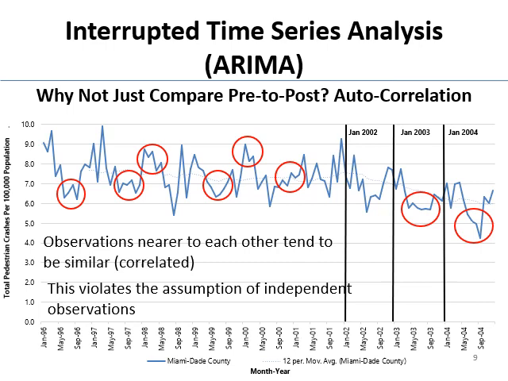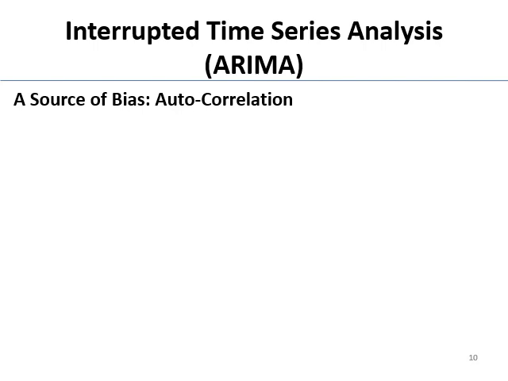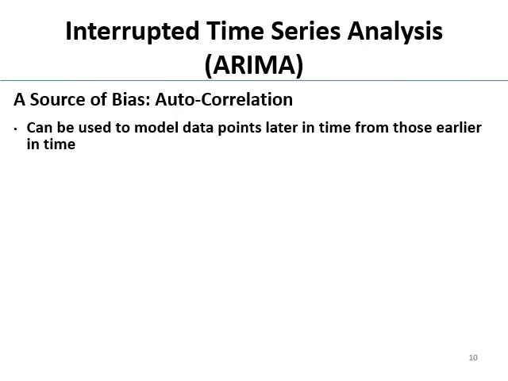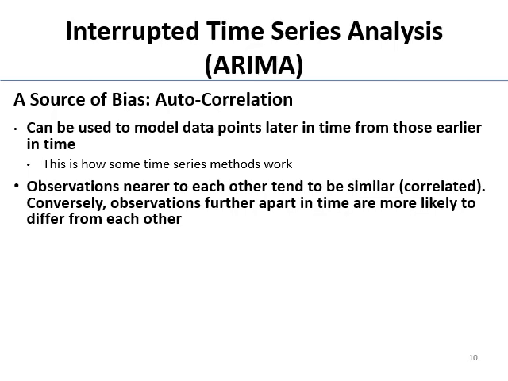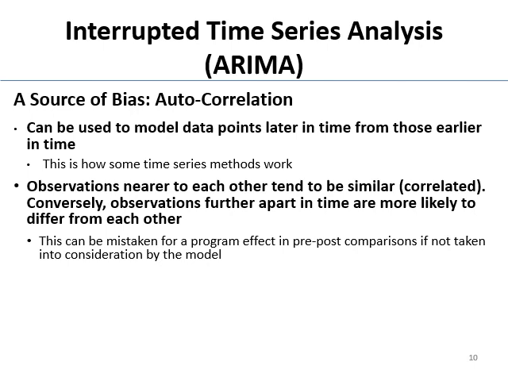So a little more about autocorrelation and bias. You can use autocorrelation to model data points later in time from those earlier in time. And this is how some time series methods work, including ARIMA. Observations that are nearer to each other do tend to be more similar, that's correlated. And then the opposite of that's also true. Observations that are further apart in time are more likely to be different from each other. And again, that can be mistaken for a program effect or some intervention effect.